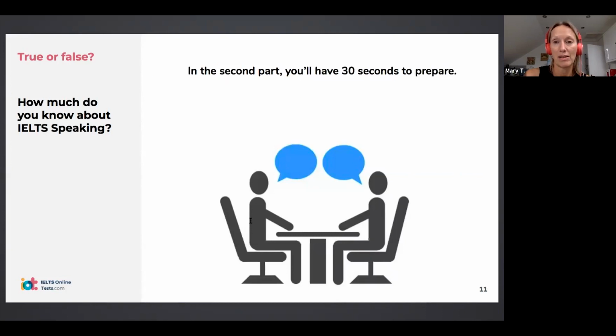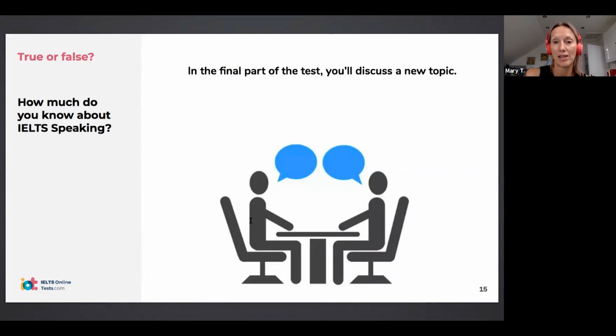In the second part, you'll have 30 seconds to prepare. Is that true or false? False. Okay, everyone is saying false. That's great. And some of you have given the right answer. So yes, 1 minute, that's correct. You will then talk about this topic for a maximum of 2 minutes. Is that true or false? Yes, good. Everybody's saying true, so that's great. So yeah, 1 to 2 minutes.